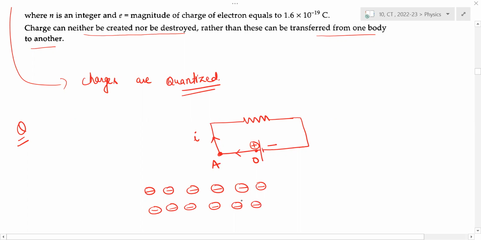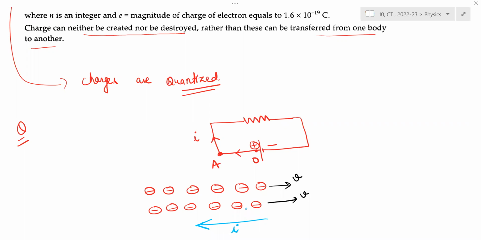If these electrons are moving in this direction, this is the velocity. If these charges are moving in this direction, then the electric current direction will be in the opposite direction. This is the direction of electric current. Just the opposite. Minus means opposite.